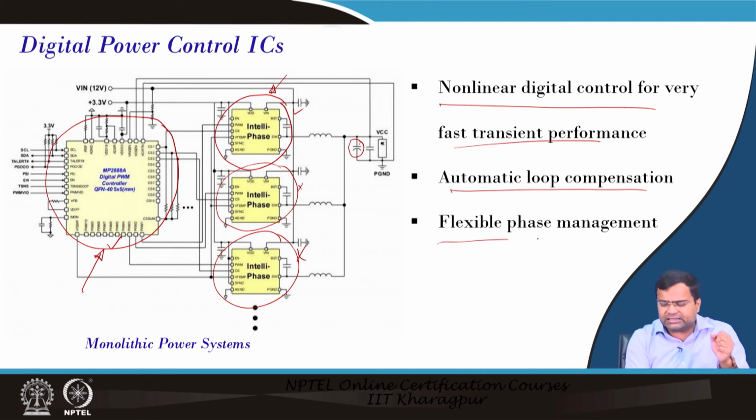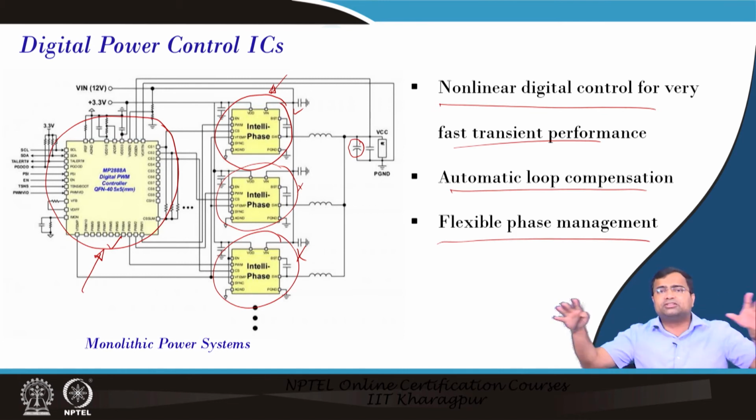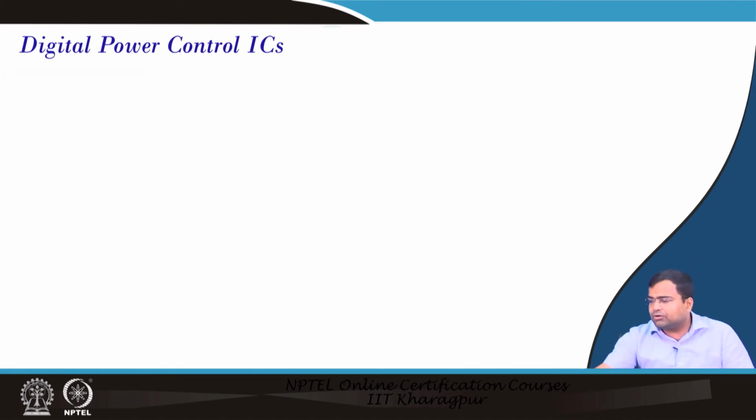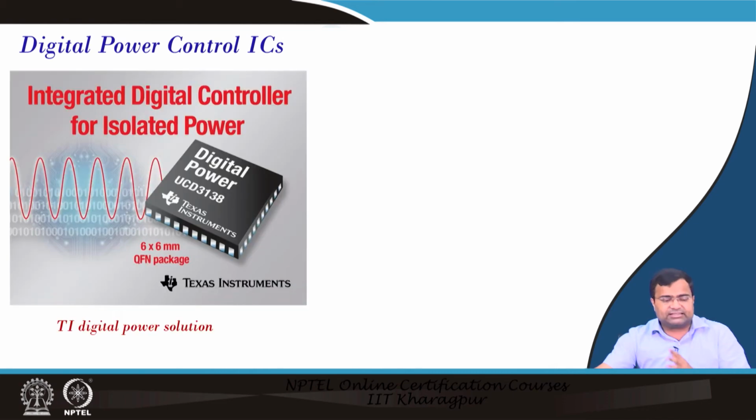So, you need some automatic loop compensation. Then the flexible phase management is useful to achieve high efficiency for a wide range of load current and input voltage. And then since it is a digital control, all these controller component algorithms, everything is inside the digital IC. So, you can reduce the component count and you can improve the power density.